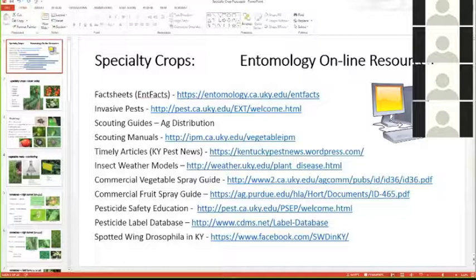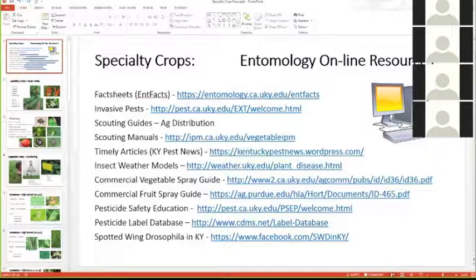Anyone that's selling any type of produce that enters commerce, and you spray it with anything restricted or private use or restricted use materials, you need to be a certified applicator. Pesticide label database, again, the link to CDMS. This is one that the specialists use an awful lot.